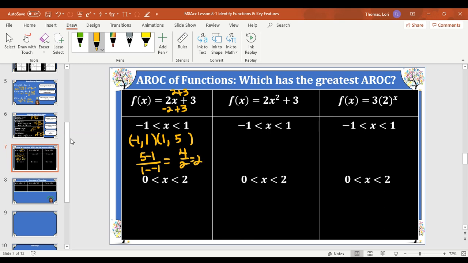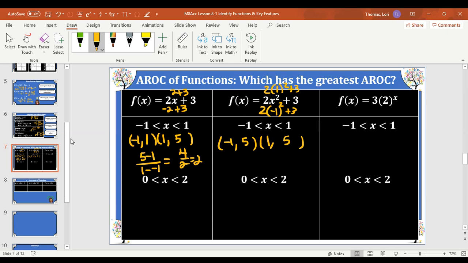Now let's compare the quadratic. So we're going to plug in, let's write our points out. So both the input values are given to you. So we're going to plug in -1. So we're going to have -1 squared, so that's 1 times 2 is 2, and 2 plus 3 is 5. We're going to plug in +1. Again, it's going to give us the same output because we're squaring the same number. So that will give us 5.